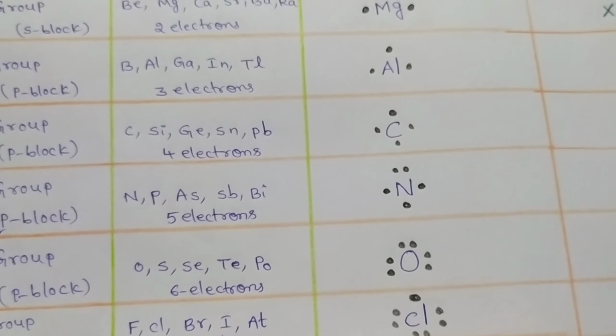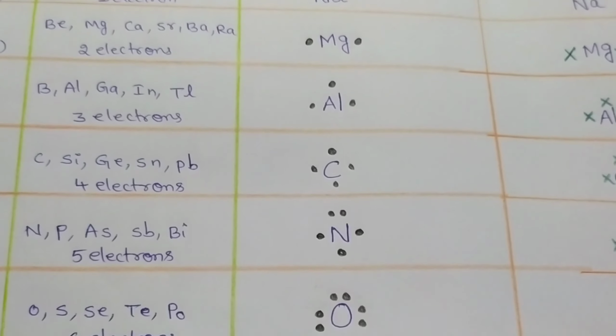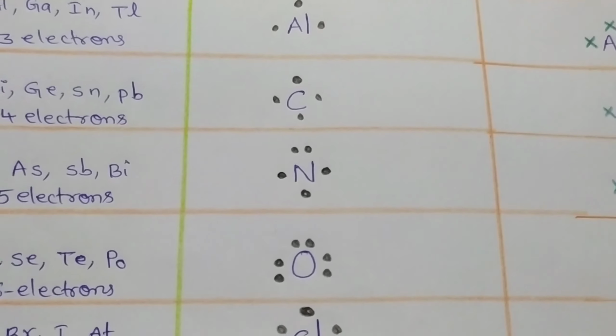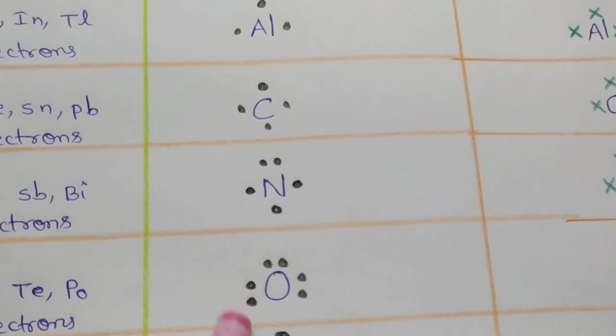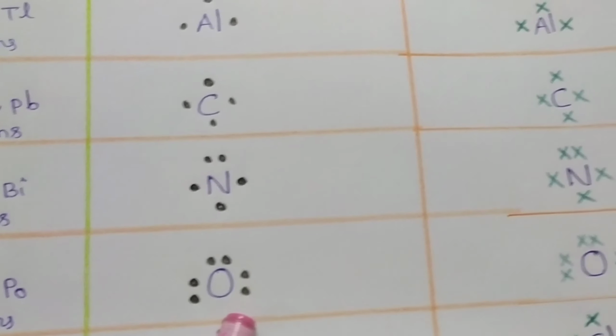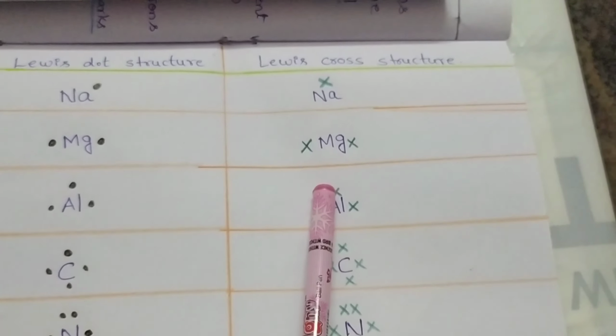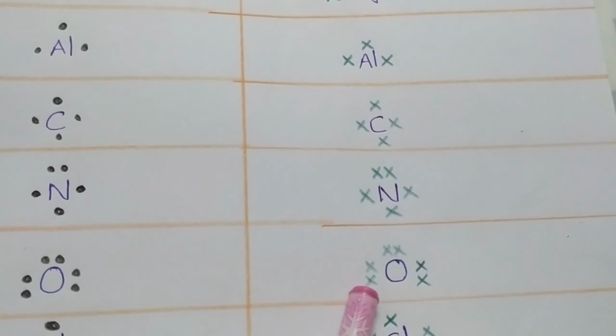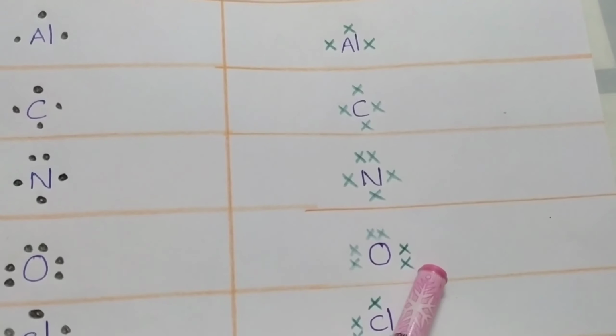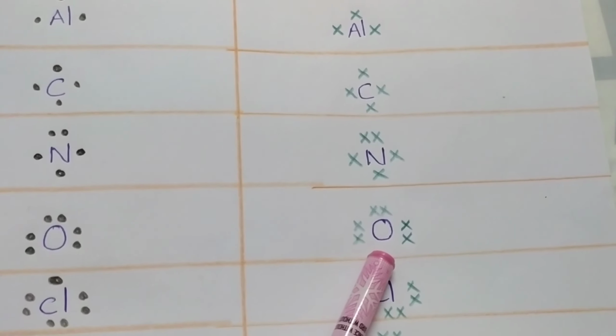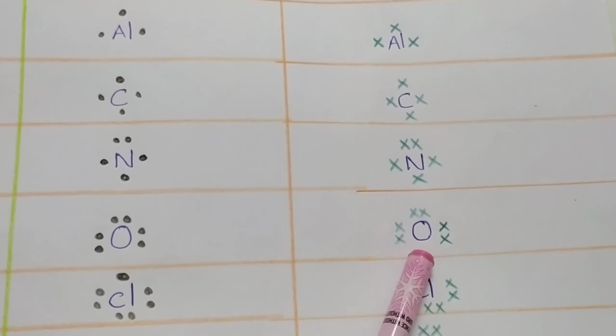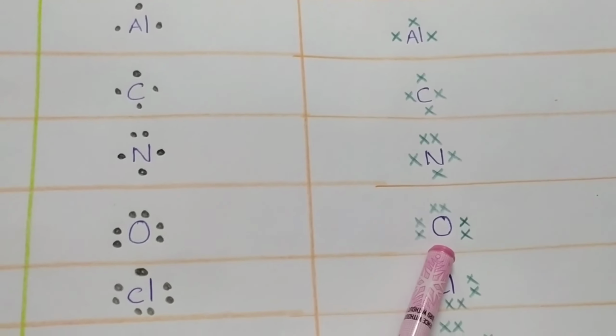Now we can draw the Lewis dot structure for the oxygen atom. We can put 6 dot symbols around the oxygen atom. According to the Lewis cross structure, we can put 6 cross symbols around the oxygen atom. This represents that oxygen contains 6 valence electrons.